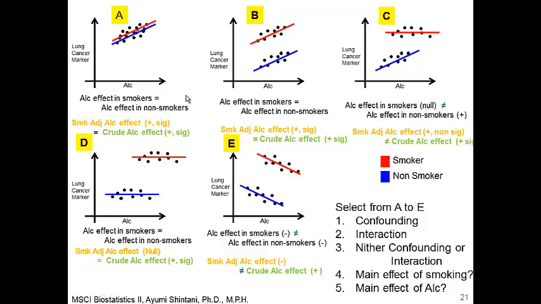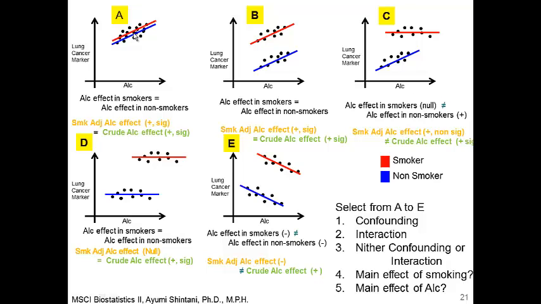Right? So green is the crude, unadjusted effect of alcohol. This means you only look at these black dots and ignore red and blue, and you just put a straight line. What would that line be? That is the green. And then the orange is the smoking-adjusted effect of alcohol, so you actually take a look at the blue and red lines, and then you take the average between these two.